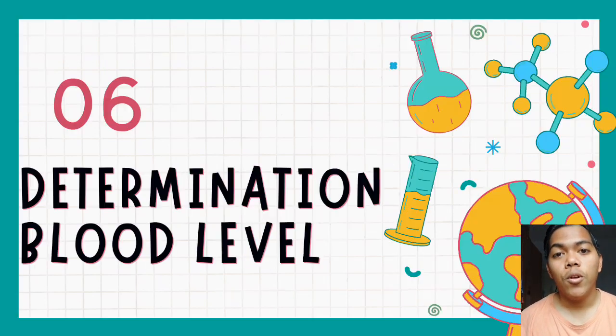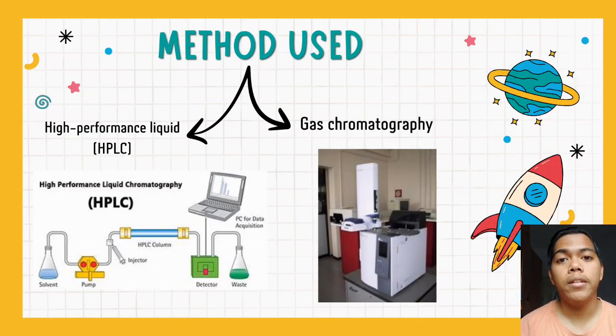So now, we will go to how to determine the blood level in the patient's bloodstream. So in order to determine the level in the patient's bloodstream, we use two methods. The first one is high performance liquid chromatography, which is HPLC, and the second one is gas chromatography. So what is HPLC?